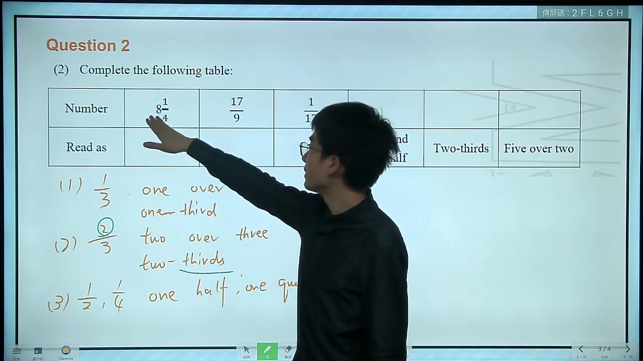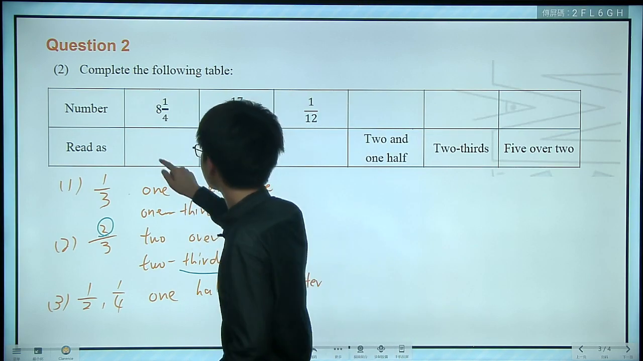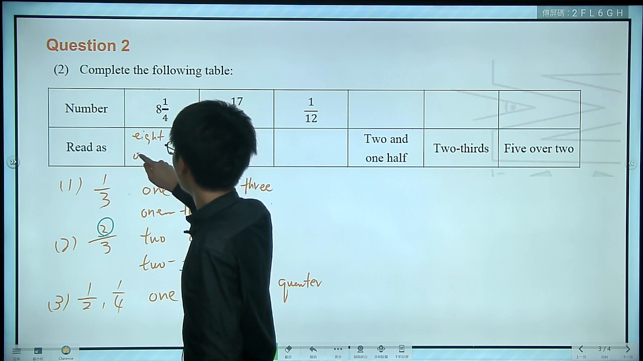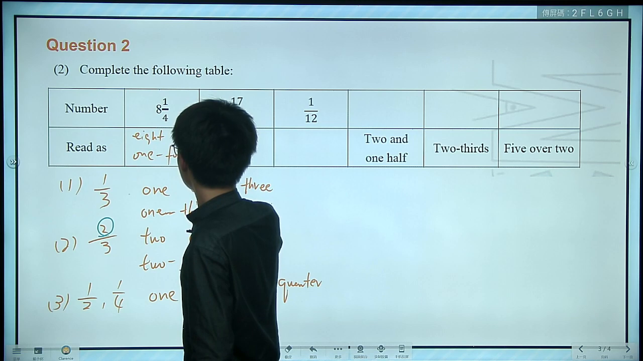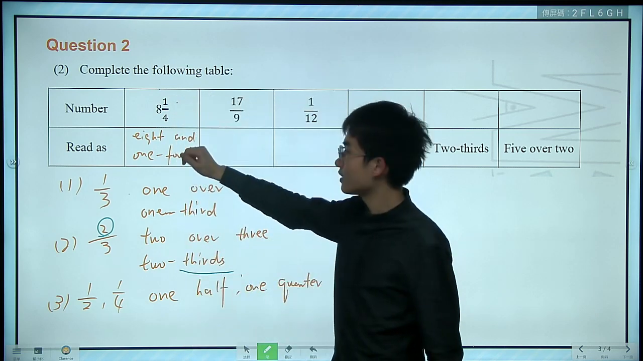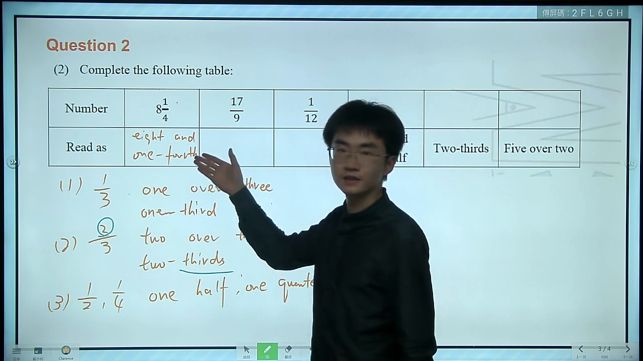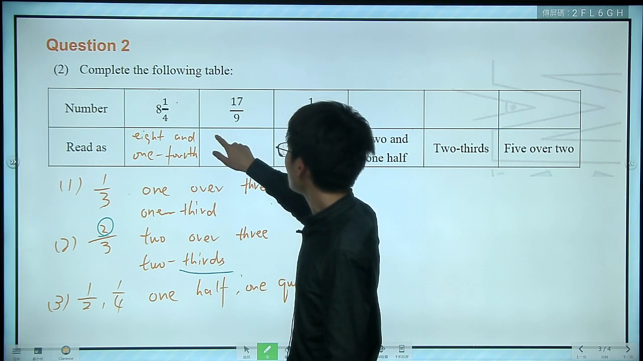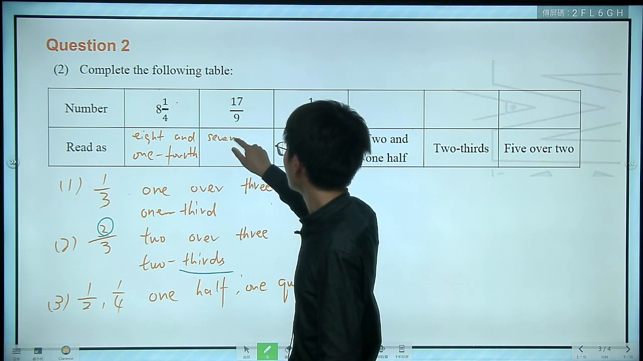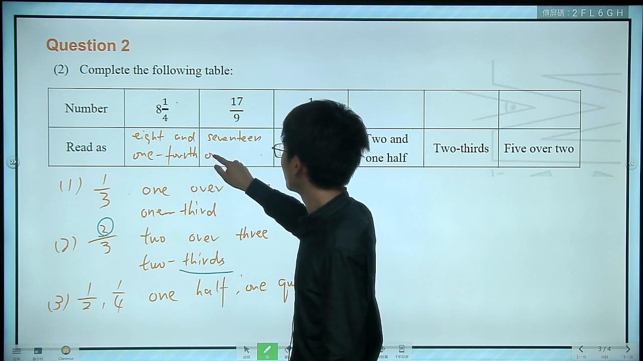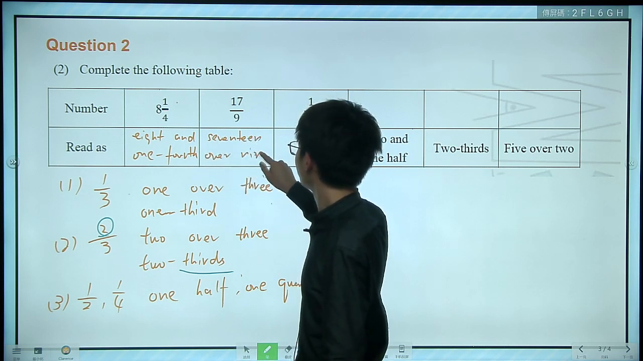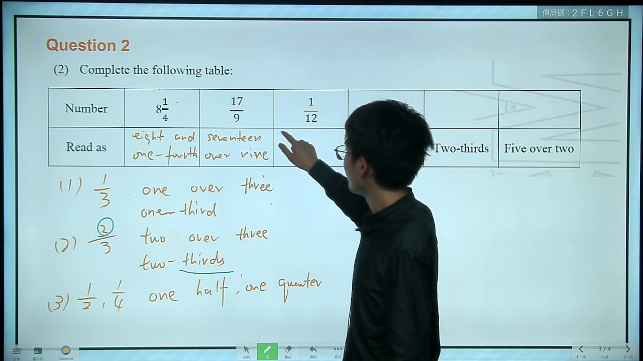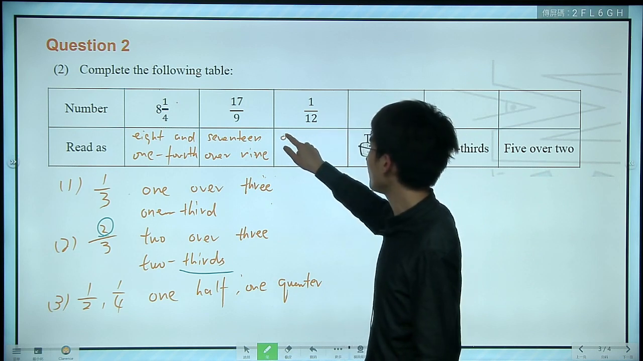Okay, so it will be read as 8 and 1/4. Because this number is 1, so you don't need to change it to plural form. Just use the simpler form, okay? And for the second one, you can read it like 17/9. It's quite obvious. So for the third one, you can read it like 1/12 or 1/12.